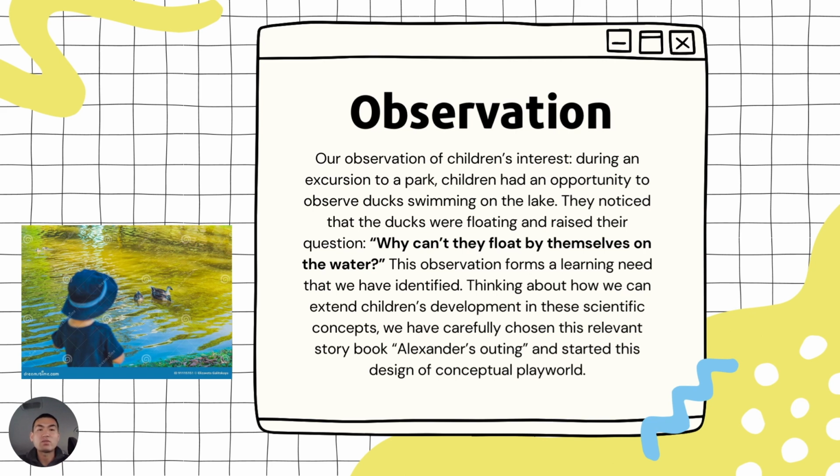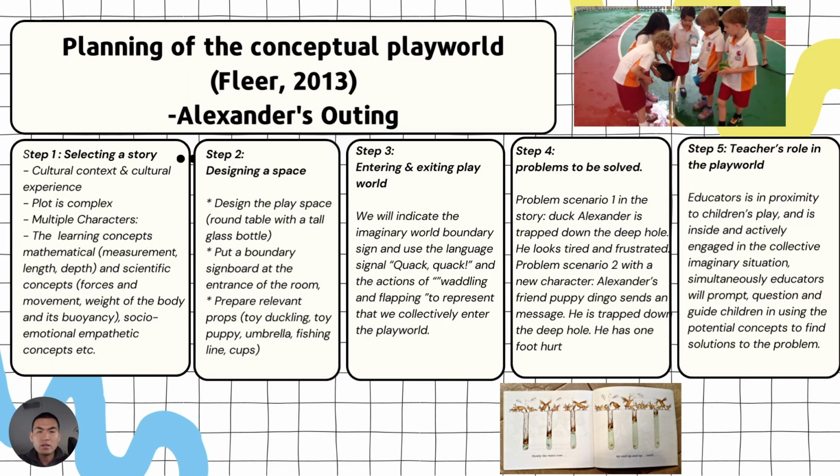We carefully chose this relevant storybook, Alexander's Outing, and studied the design of a conceptual PlayWorld. In terms of the planning of a conceptual PlayWorld, it involves 5 steps. Step 1, selecting a story. We chose this story because it has a complex plot and dramatic moments in it, and it involves multiple characters. More importantly, it involves children's exploration of scientific concepts of forces and movement and mathematical concepts of measurement and length. So it's a great story to utilize in this situation.